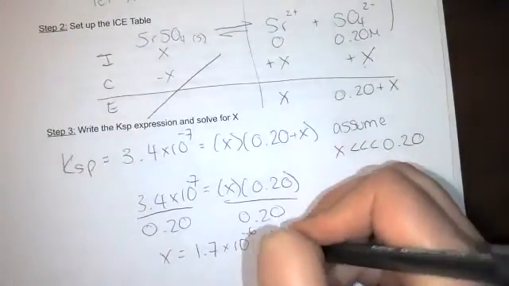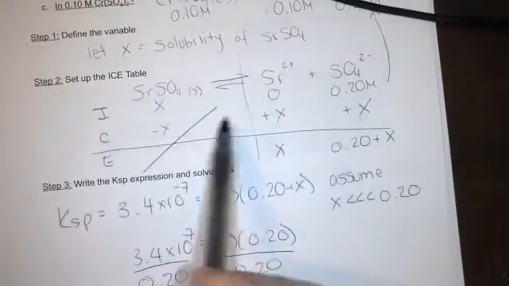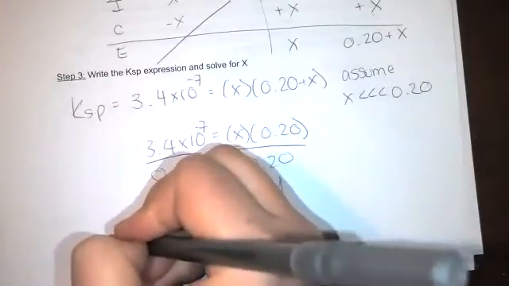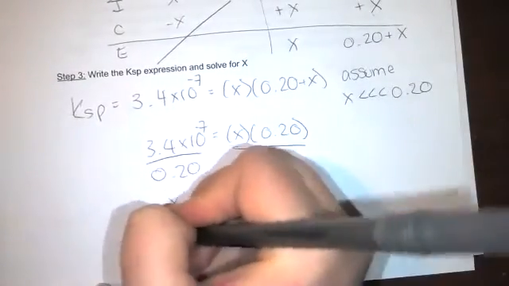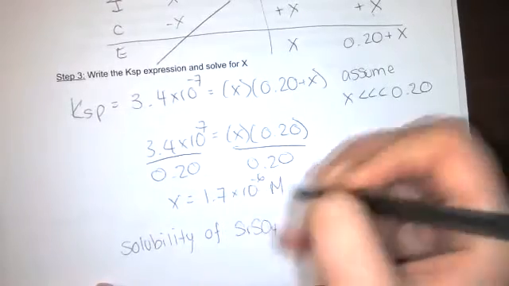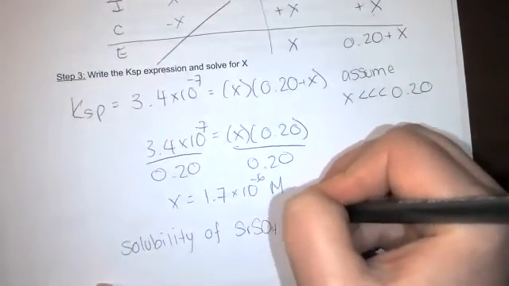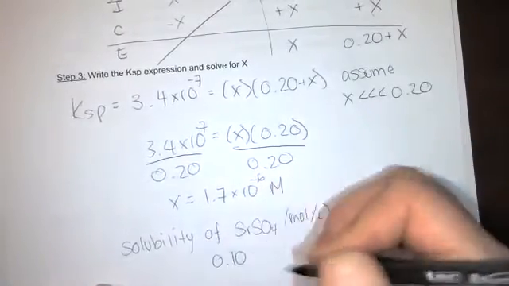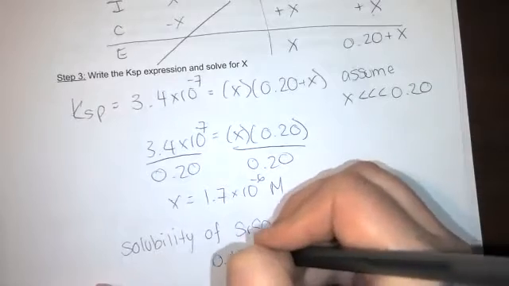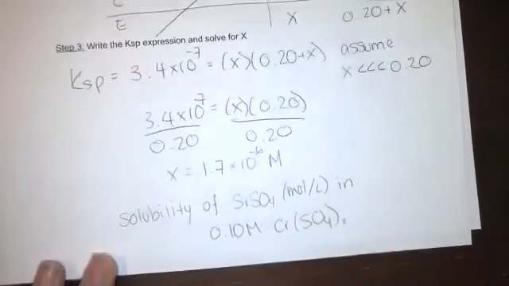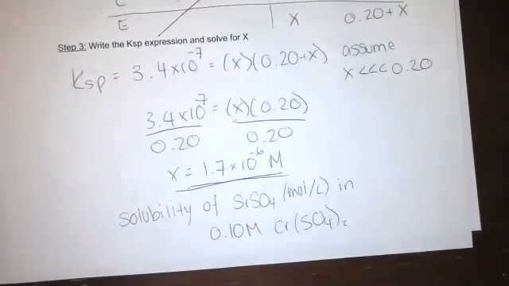It is a concentration. This is going to be talking about my solubility of my strontium sulfate. So here, my solubility of strontium sulfate, that is moles per liter, in a solution that already contains 0.1 molar chromium 4 sulfate. So that is my answer here.